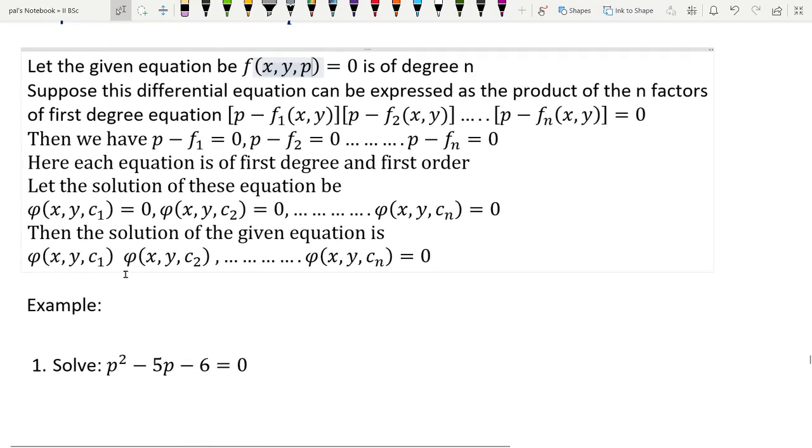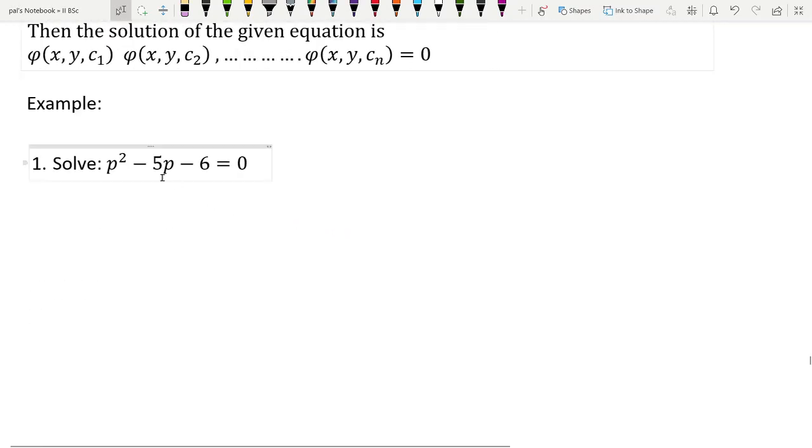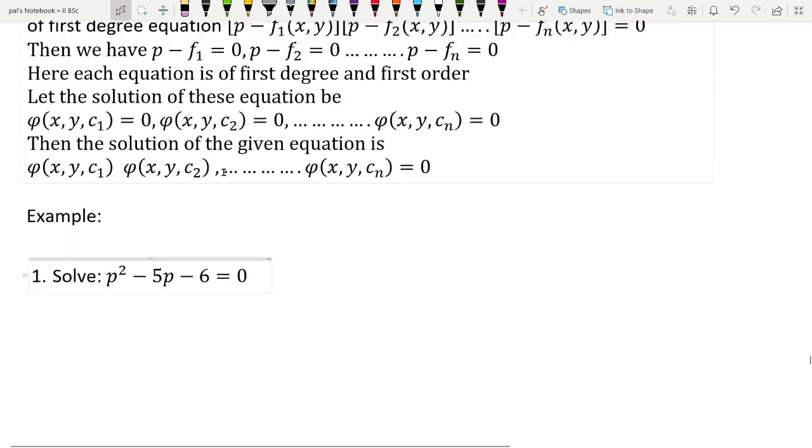Phi of xy c1 into phi of xy c2 and so on, phi of xy cn is equal to 0. So finally, you write the solution in this format. Or you can write c1 instead of c1, c2, cn, just c1 you can write.